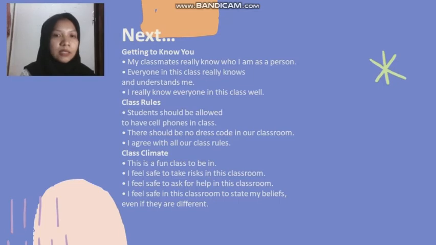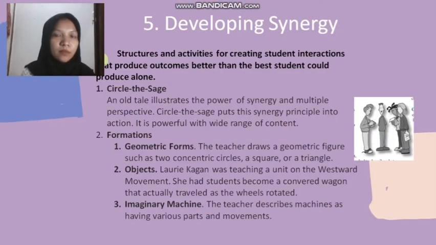Next is class climate. This is a fun class to be in. I feel safe to take risks in this classroom. I feel safe to ask for help in this classroom. I feel safe in this classroom to state my beliefs even if they are different. The fifth point is developing synergy. Structures and activities for creating student interactions that produce outcomes better than the best student could produce alone.